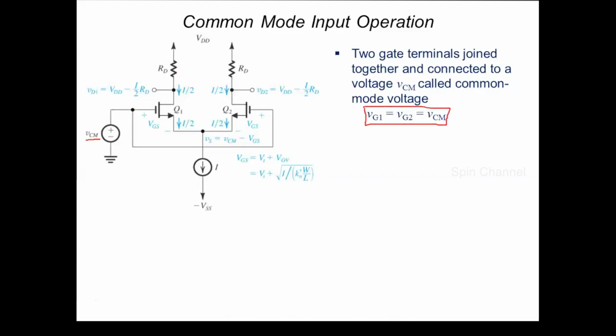Since Q1 and Q2 are matched, it follows exact symmetry. So we know that the drain current is I by 2 and here it is I by 2. So the total current in the circuit is I.